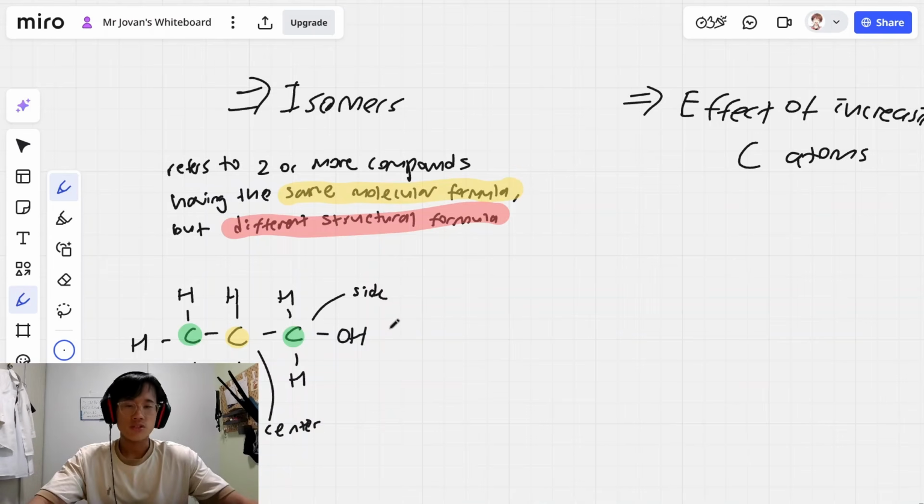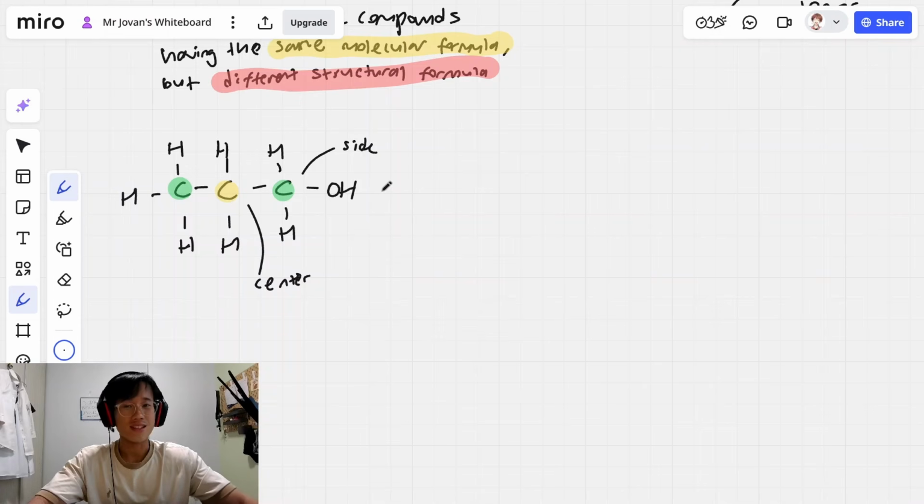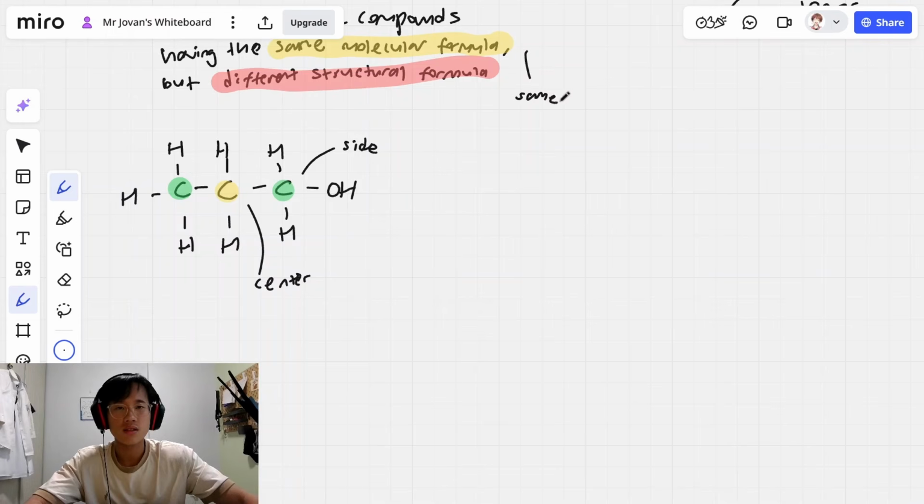I'm going to draw a few isomers, and you tell me whether it's the same. Okay, I'm going to draw a few other compounds, and you tell me whether they are isomers. First of all, we need to make sure we have the same molecular formula. That means they have the same number of carbon atoms, same number of atoms of everything. In this case, same number of carbon atoms, same number of hydrogen atoms, same number of oxygen atoms. Same molecular formula means it has the same number of atoms across all the different compounds.